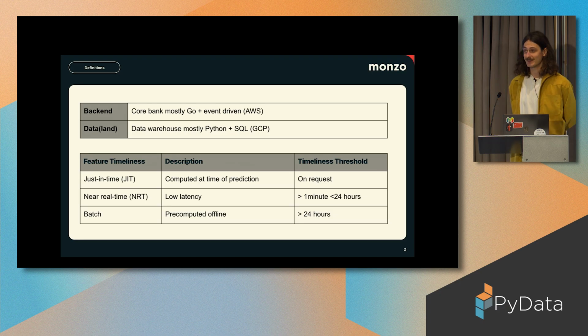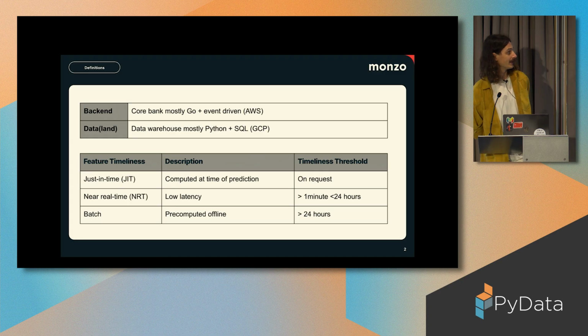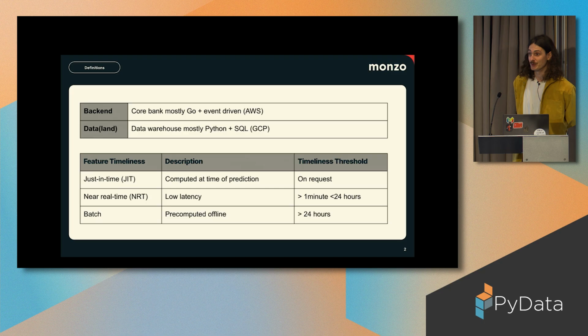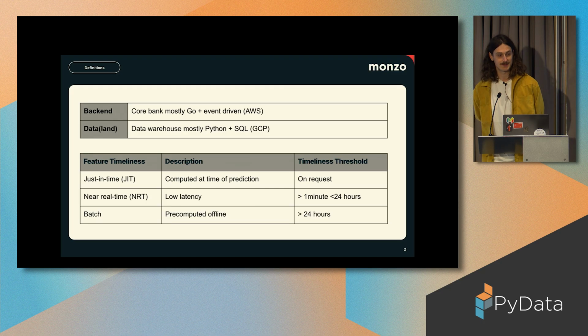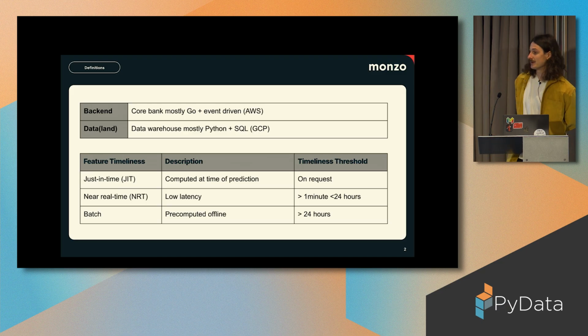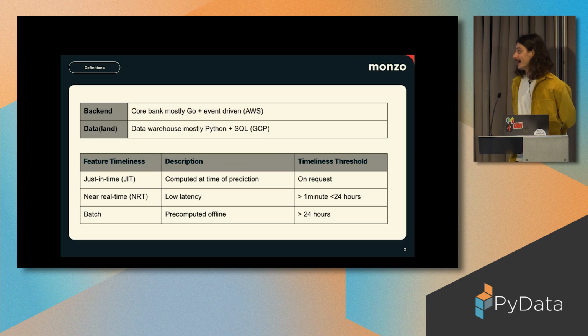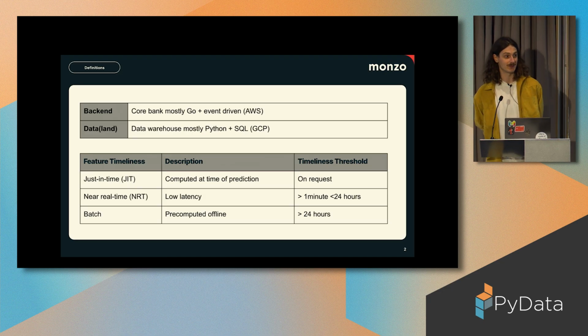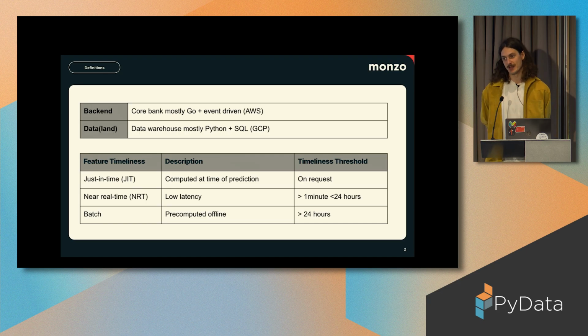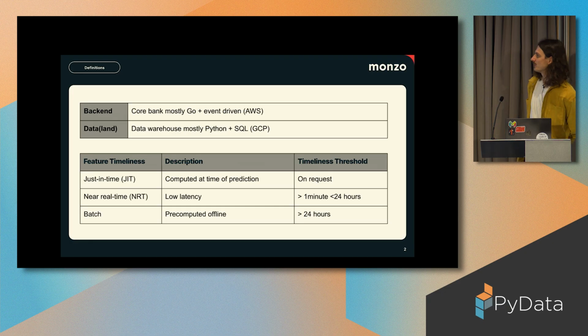We're going to be talking a lot about features, so I also want to go over our three definitions of the types of features that we have within Monzo. We have just-in-time features, and just-in-time features happen on the request. So you can imagine this could be the current transaction that's coming in, and maybe we're deriving some features from that. Then we have near real-time features, and these are features over some slightly longer window, and they're usually low latency. So this could be something along the lines of the transactions in the last hour. And then finally, we have batch features. These are features that are computed offline and would often have a lot longer windows. So an example could be app interactions over the last week. So these are our three core styles of features.